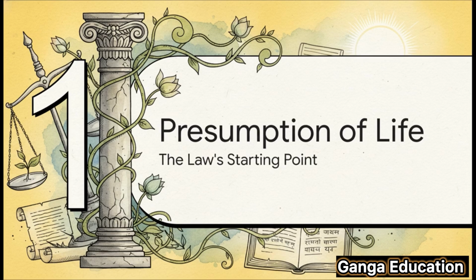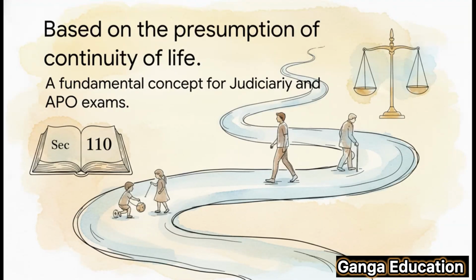You can think of this as the law's default position or its starting point whenever there's a question about whether a person is alive or dead. Now, this rule comes to us from Section 110 of the Indian Evidence Act 1872. The whole section is based on a concept called the presumption of continuity of life. It's a fundamental idea for judiciary and APO exams, so make sure you understand this one clearly.